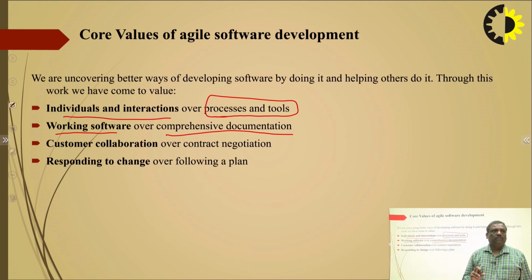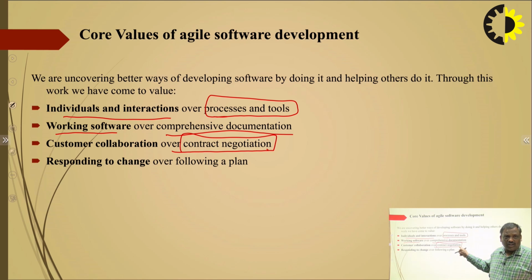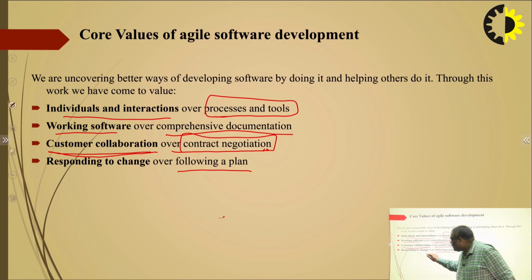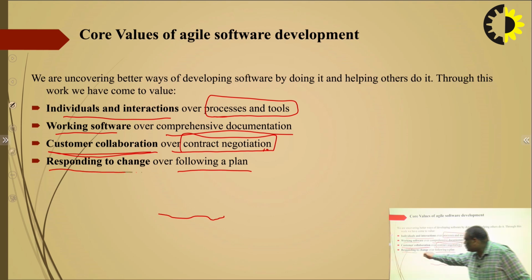Customer collaboration over contract negotiation. So we cannot involve in this part; we focus on customer collaboration. Responding to change: rapid changes are there, so we adopt it, over following a plan. So rather than following a plan, we respond to the change. If the client requires some changes, then we go into the project.